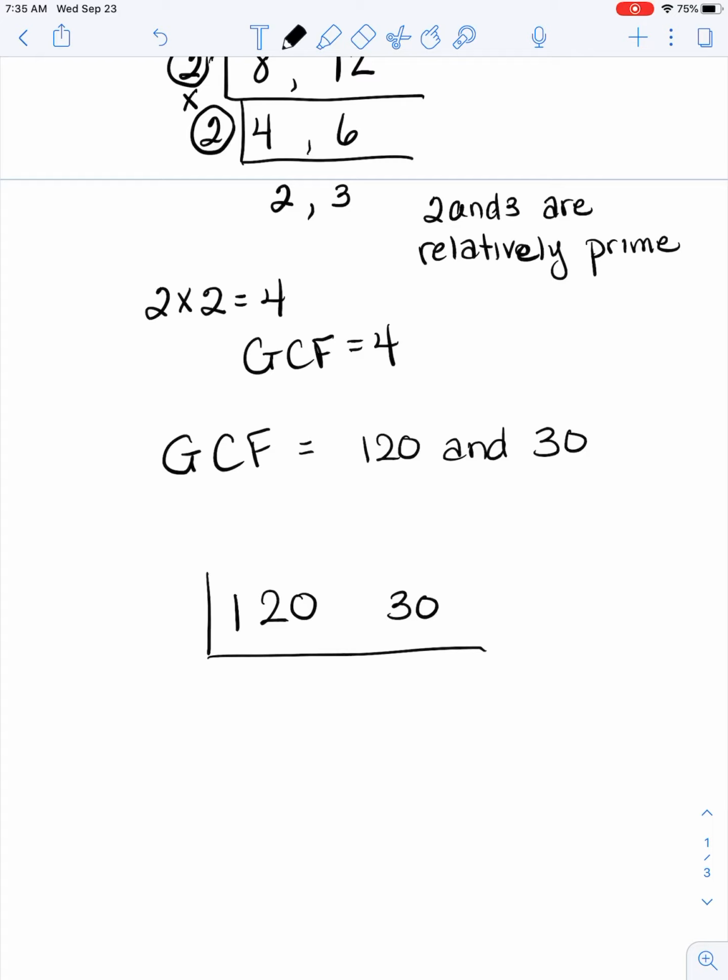And let's see, here we go. What do they have in common? Well, I see that they have a 0 in the ones place. That means they have a 10 in common, right? So 10 goes into 120 12 times, because 10 times 12 is 120. 10 goes into 30 3 times, because 10 times 3 is 30. Don't forget to circle your divisor.